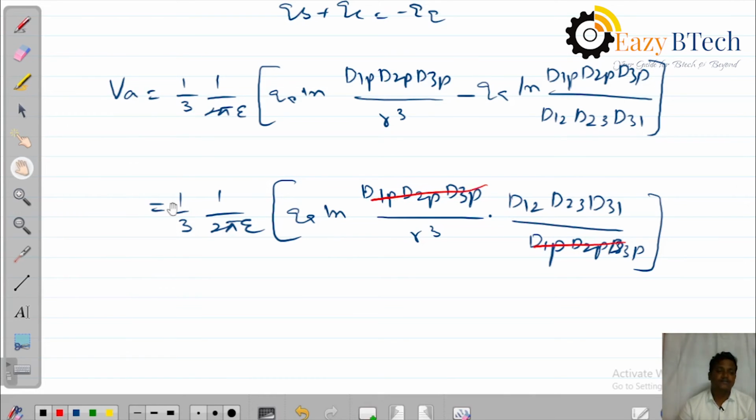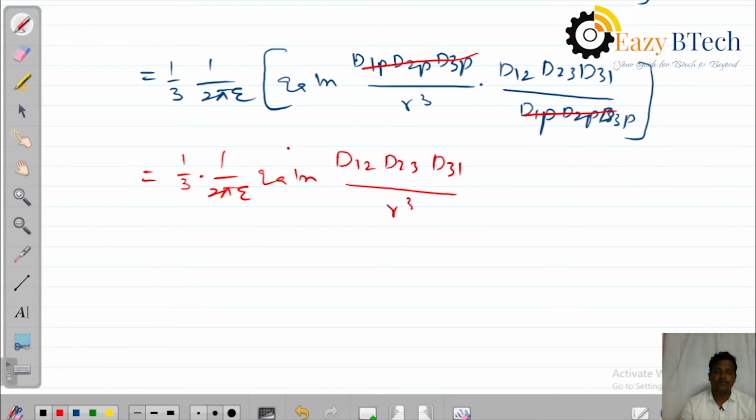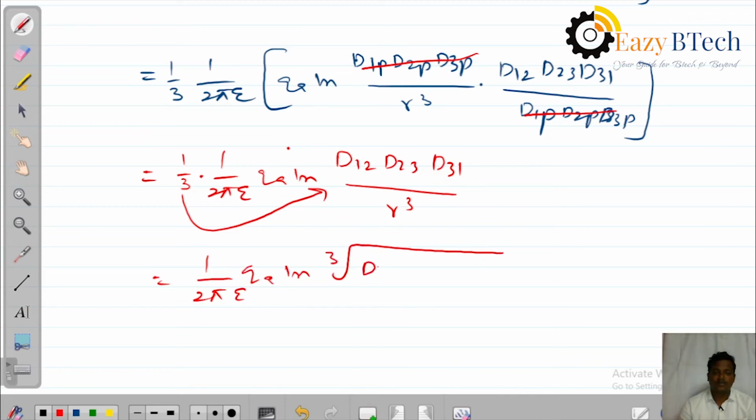Finally what you get? It is 1 by 3 into 1 by 2 pi epsilon into QA ln (D12 D23 D31 divided by R cube). Bring this 1 by 3 under ln, you can get 1 by 2 pi epsilon QA ln third root of (D12 D23 D31) divided by R.